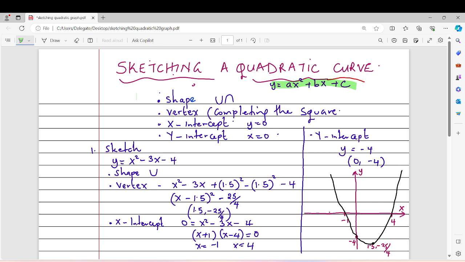And then secondly, you must know how to get the coordinate of the vertex. How do we get the coordinate of the vertex? We get it by completing the square.